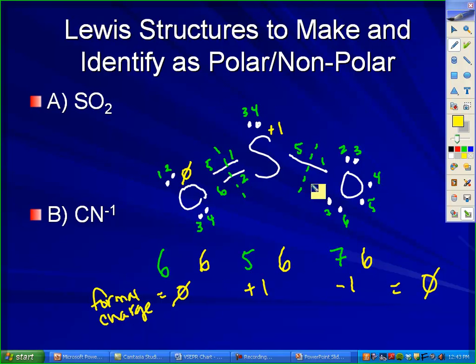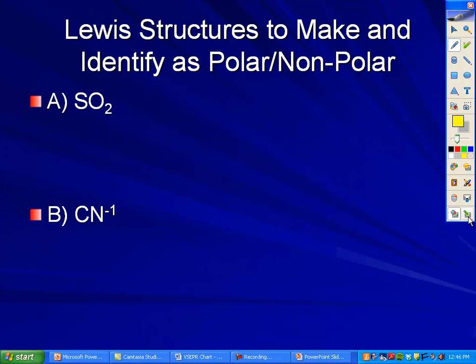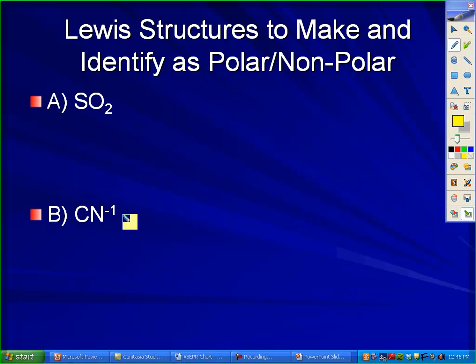So we're going to continue to practice that. I'm going to go through one more example with you, and that is the cyanide ion right here. So I want us to go ahead and do the Lewis structure, the shape, polar or nonpolar, and then formal charge. So we'll start with our Lewis structure, but before we do that, just a quick double check.